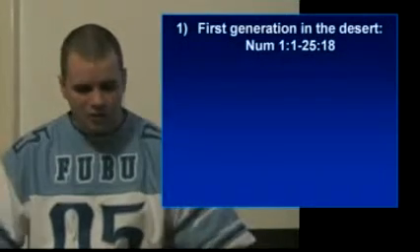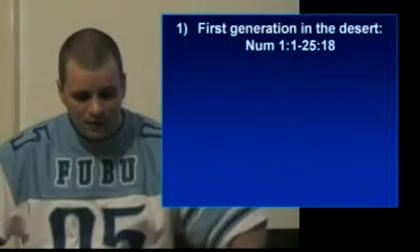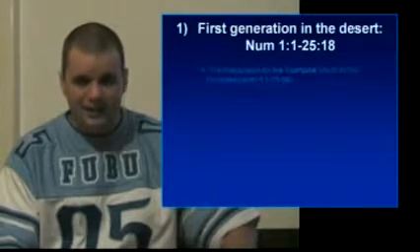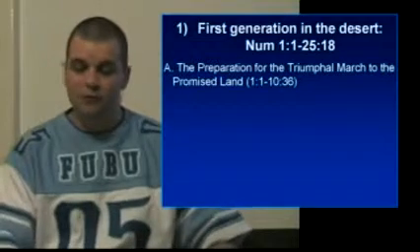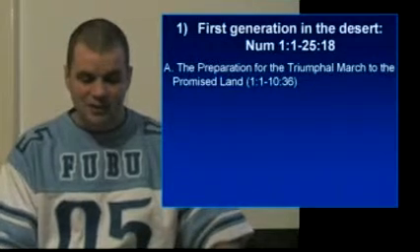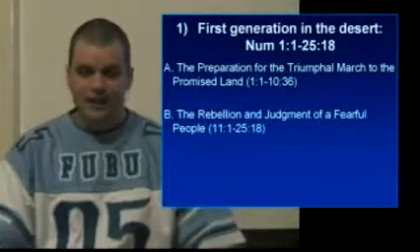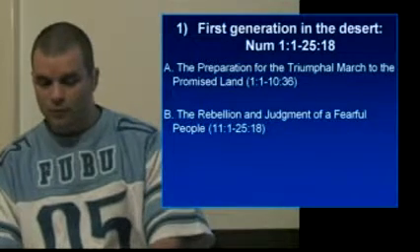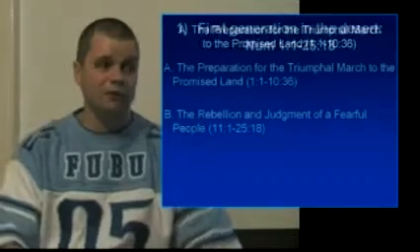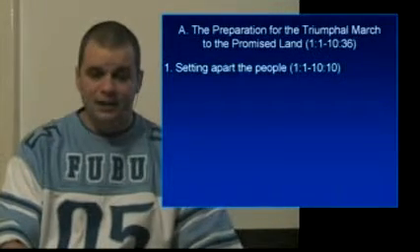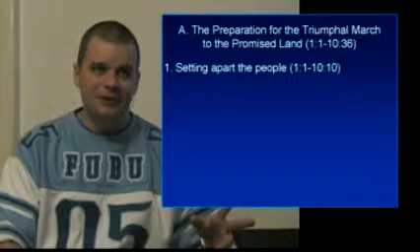The first generation in the desert, Numbers 1 to chapter 25, verse 18. This consists of two parts. First, the preparation for the triumphal march to the promised land. And second, the rebellion and judgment of a fearful people. Now, we're going to look at this first bit, A, the preparation for the triumphal march. This splits up into two bits.